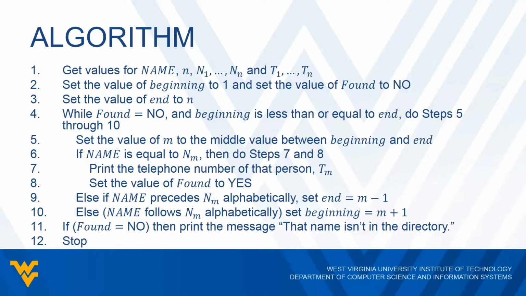Now, if this isn't true and name follows nm alphabetically, then we're going to set beginning to m plus 1. So we only want to look at the items in the list starting from m plus 1 all the way to the end. So we'll just keep repeating this until we get out of the loop. Now, if we get out of the loop and found is still no, then that means that the name isn't in the directory.